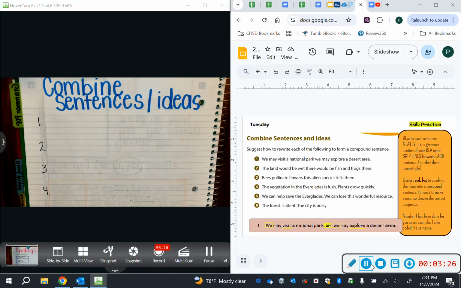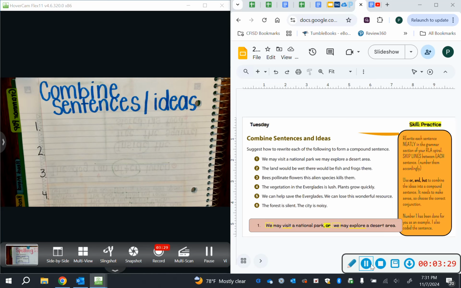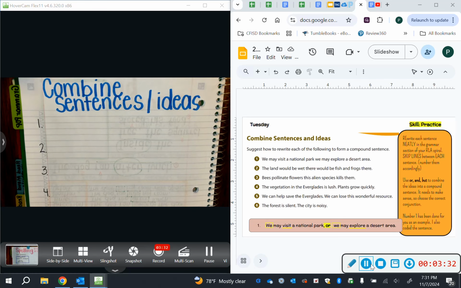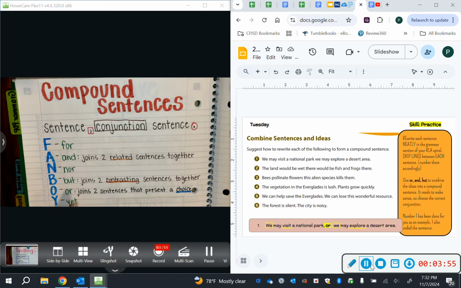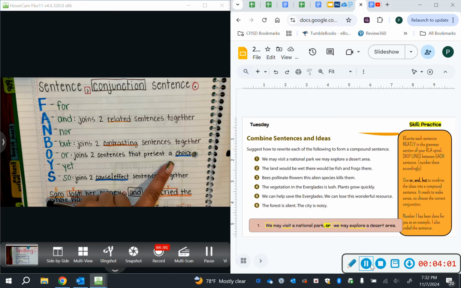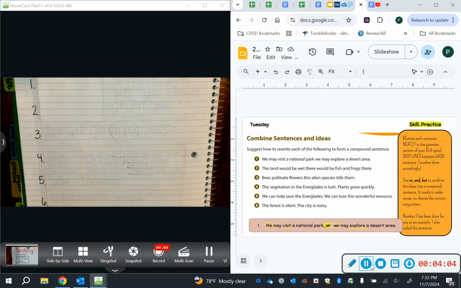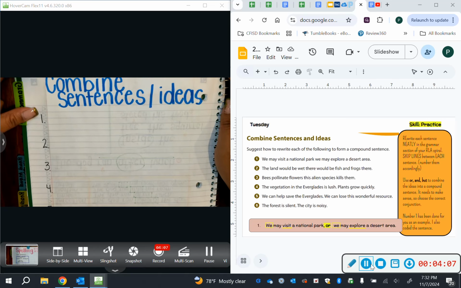Now what you're going to do is look on the screen on the slide. The directions say to suggest how to rewrite each of the following sentences to form a compound sentence. So I'm going to do number 1 with you, and you are coding as well. Number 1 says, we may visit a national park. We may explore a desert area. So looking back at our notes, is that a choice or is it cause and effect? Okay, is that a choice or cause and effect? I think it's a choice, so we need to use the conjunction or.